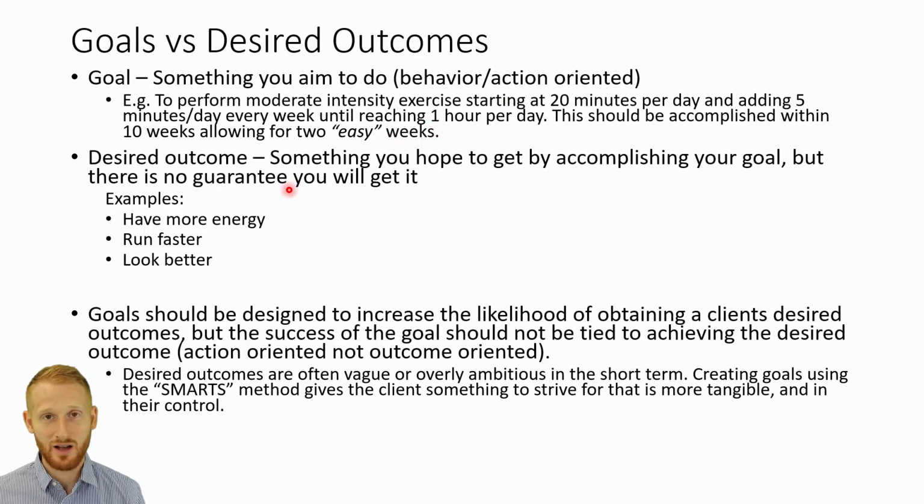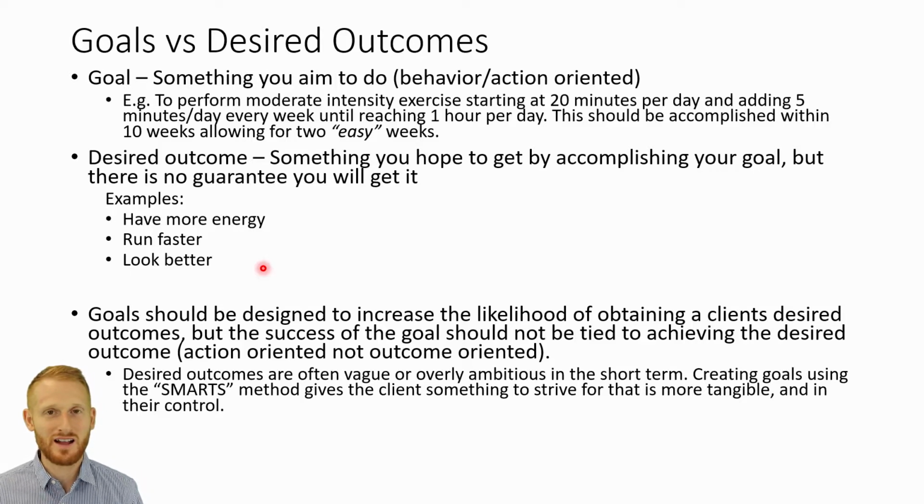A desired outcome, on the other hand, is different. A desired outcome is something that's a little harder to pin down. Usually when a client comes to you saying that they want to start exercising for XYZ, those reasons they give are not goals, they're desired outcomes. So you have to help them shape their goals in order to meet their desired outcomes. Some examples of desired outcomes are have more energy, run faster, look better, things that it's really hard to say definitively you did or did not do.